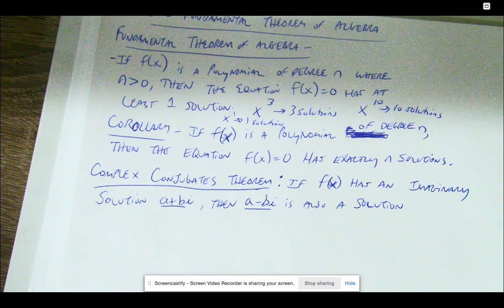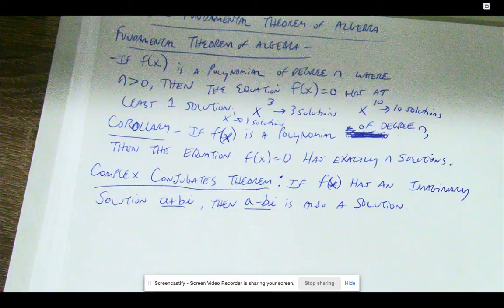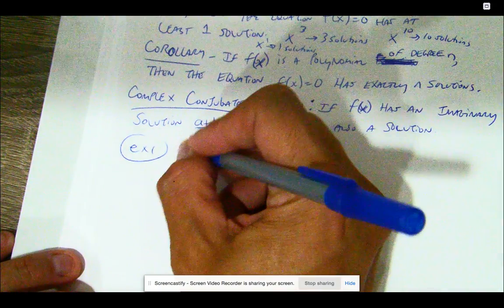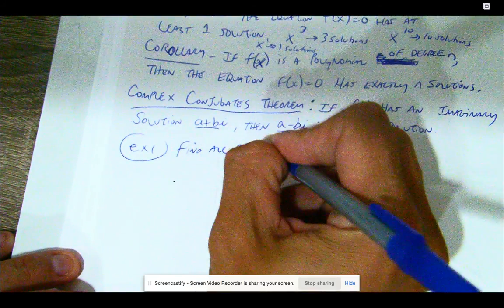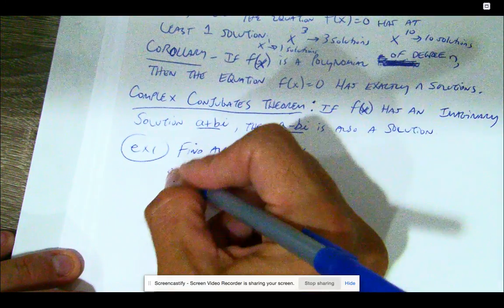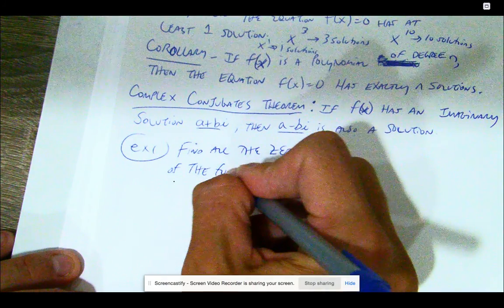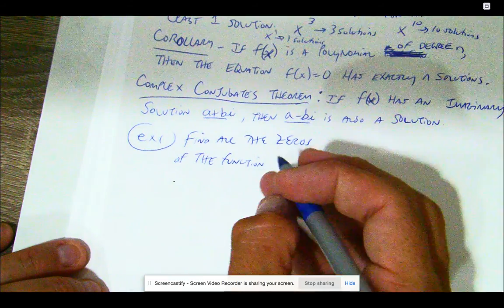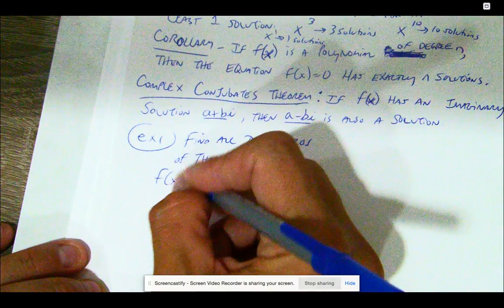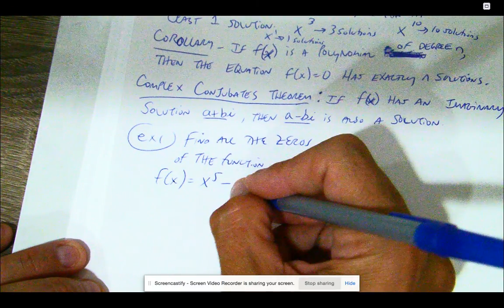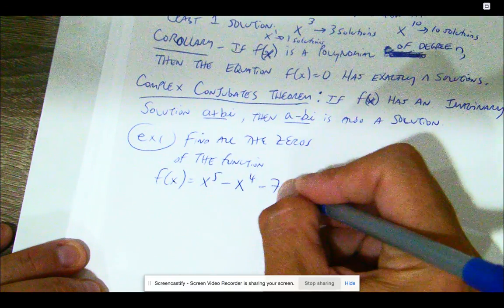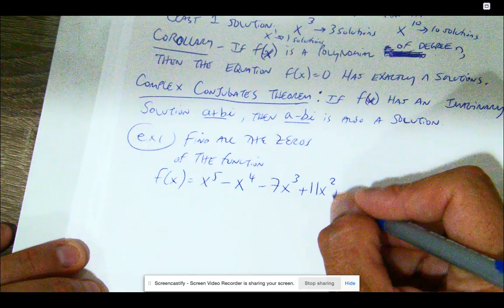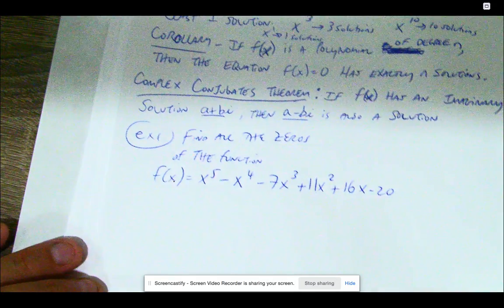So now let's get into the first example that I want to go over with you guys. Example 1 is find all the zeros of the function. And I also got a calculator so you guys could see where I'm going to get some of these answers from. Okay, find all those zeros of the function. And it gives us this: x to the 5th minus x to the 4th minus 7x to the 3rd plus 11x squared plus 16x minus 20. Okay, so it's pretty long.